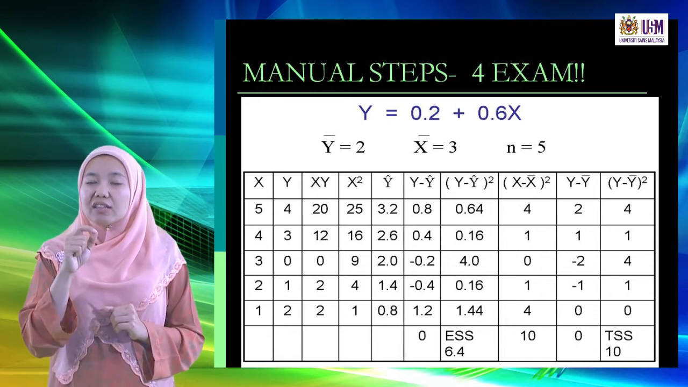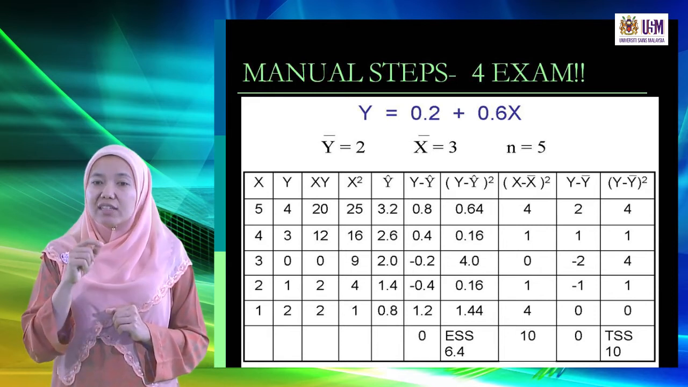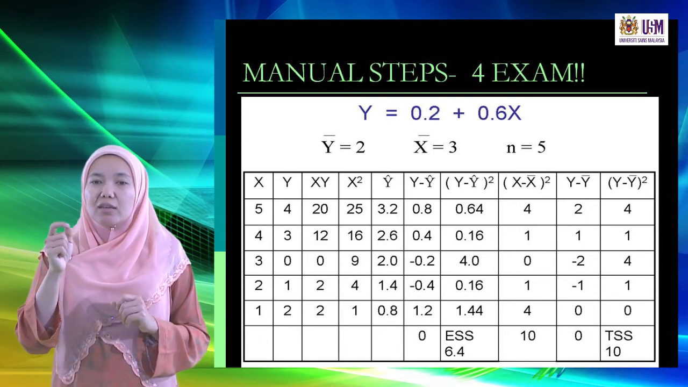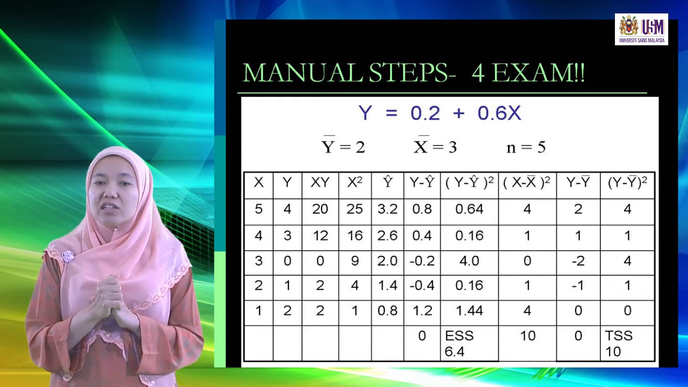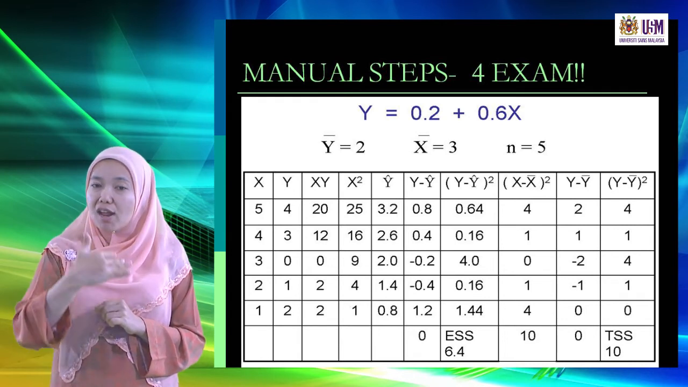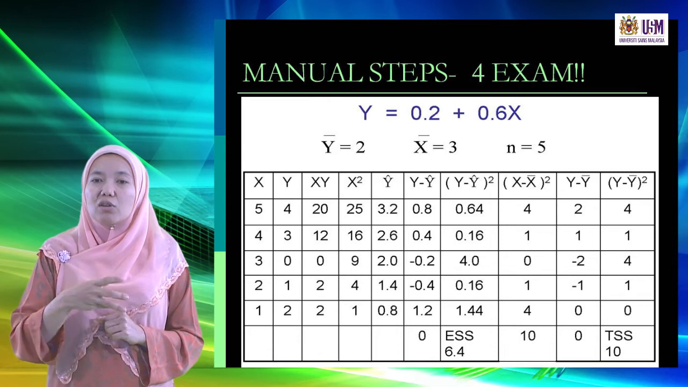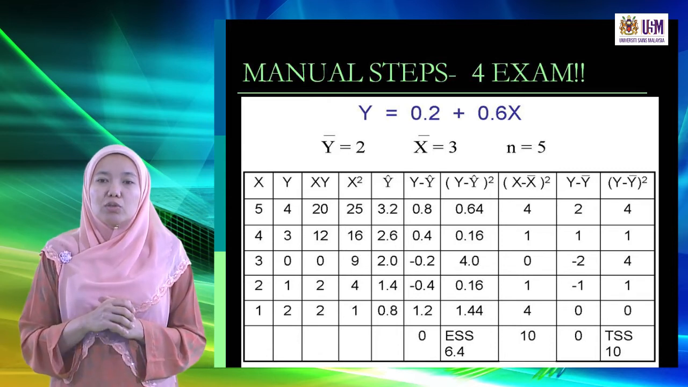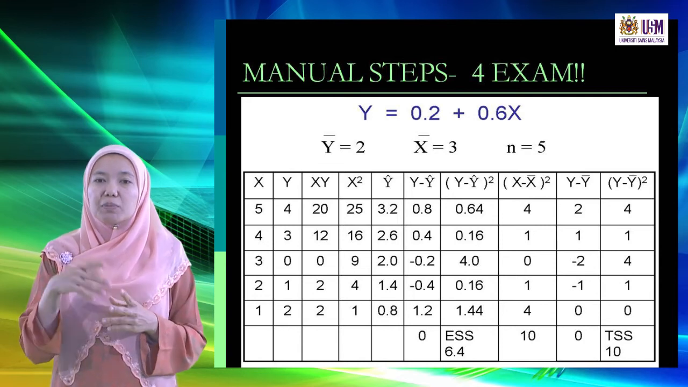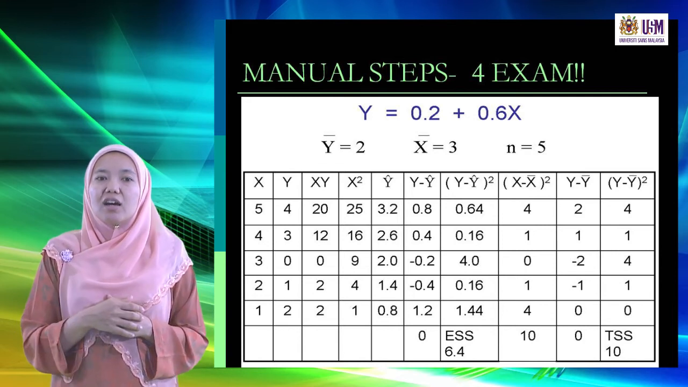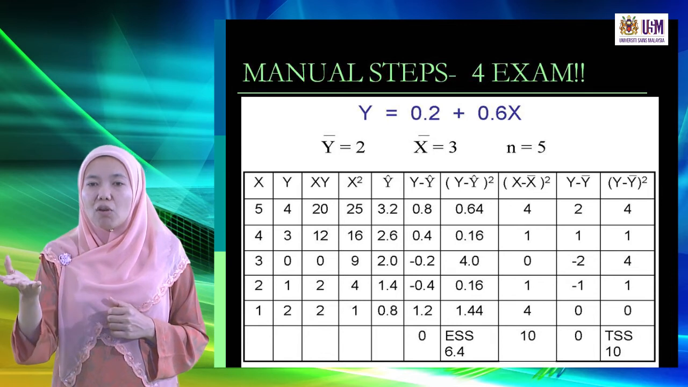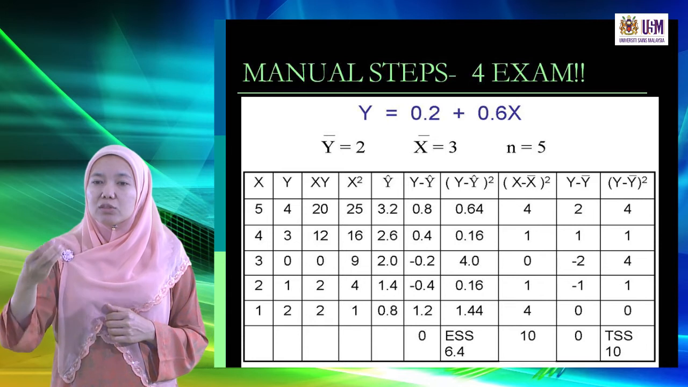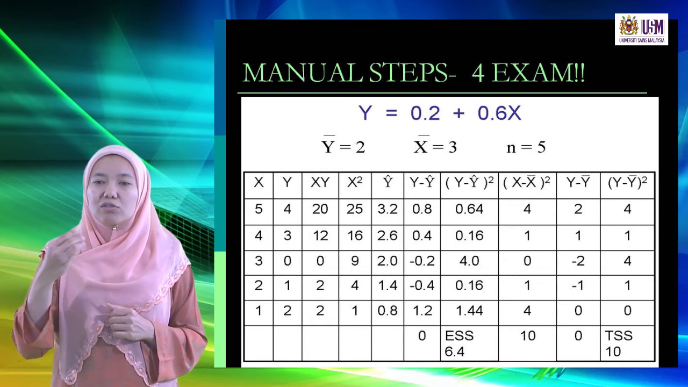Then you take the square of 0.8. The next column is y minus y hat, in brackets, squared, and you get the answer 0.64. And you do the rest of the rows. The same thing for x minus x bar squared. X is 5 and x bar is 3, so 5 minus 3 gives 2, and 2 squared gives 4. The rest will follow. Same thing for y minus y bar, and then you take the square.